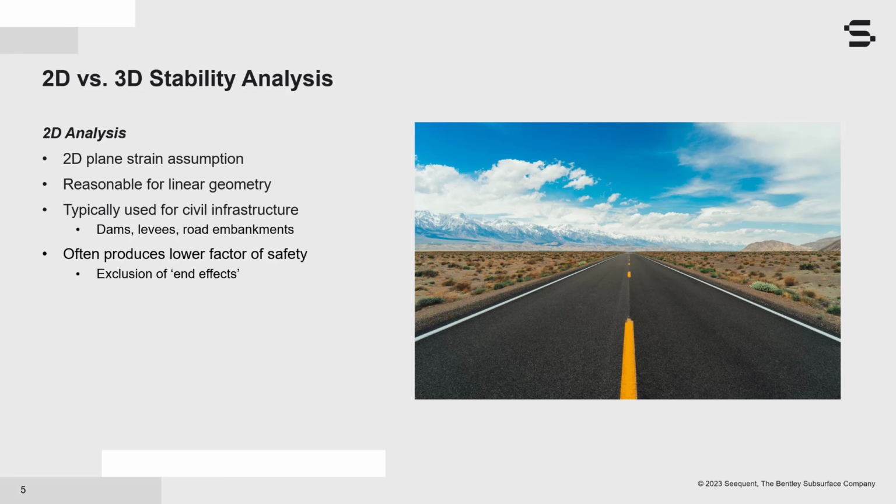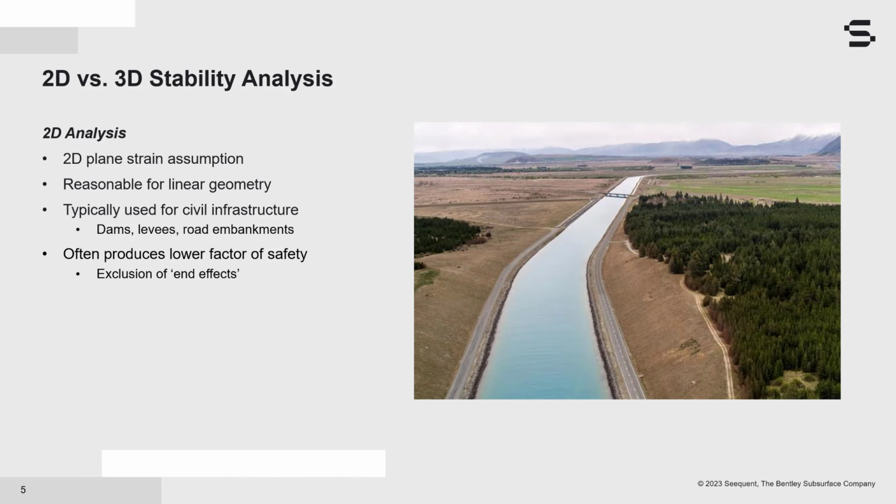2D slope stability analysis is typically more commonly used than 3D stability analysis, given its relative simplicity. And in many cases, a 2D analysis is adequate or even the best tool for analyzing stability of a given site. 2D analysis assumes that all deformations occur on the plane represented by your computer screen. This assumption is reasonable for many civil projects, particularly for linear infrastructure where the geometry is fairly constant over long distances like this roadway or this channel.